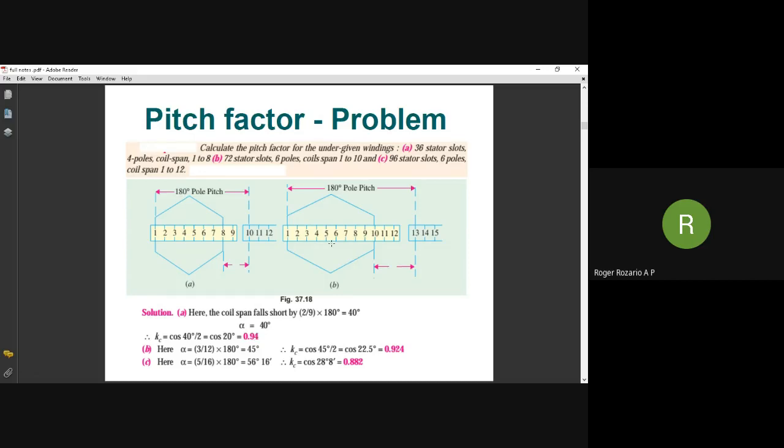Coming to the second diagram, can you tell me the coil span? Second diagram, what is the coil span?